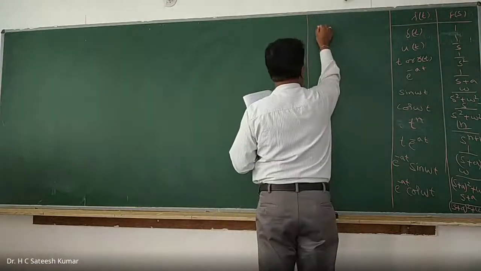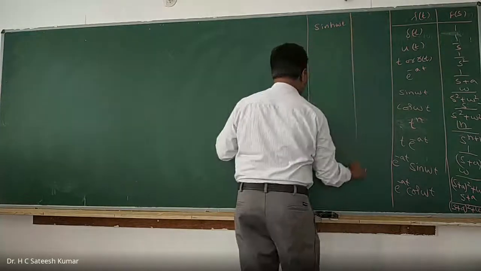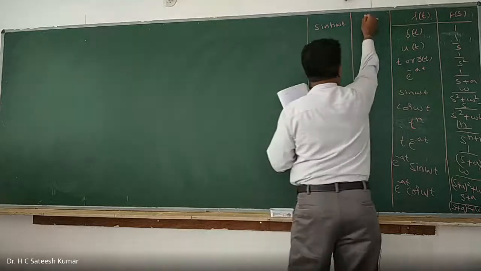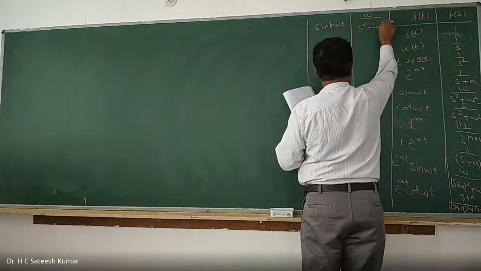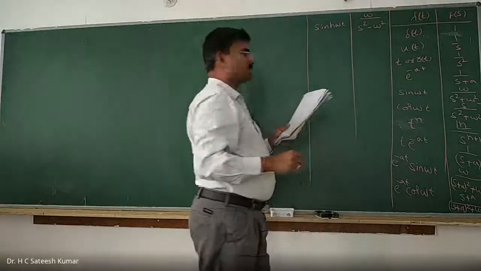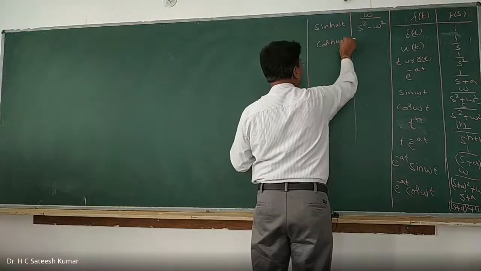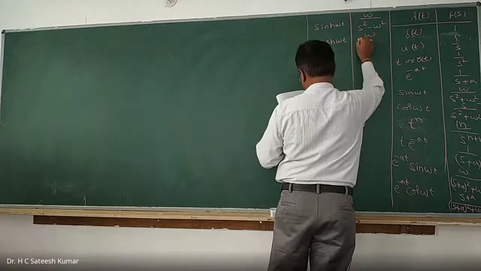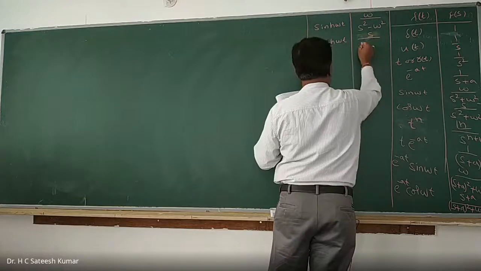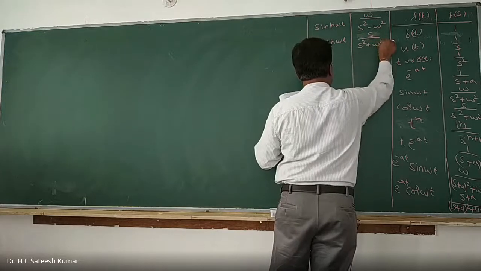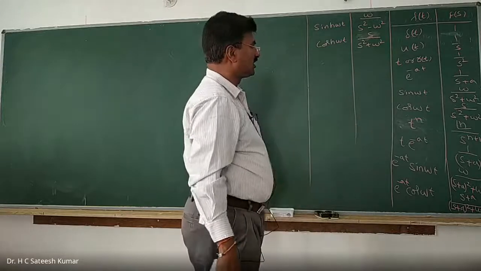Sin hyperbolic omega t. The Laplace transformation is omega divided by s square minus omega square. And cos hyperbolic omega t is s divided by s square minus omega square. You see this? It is similar to that.